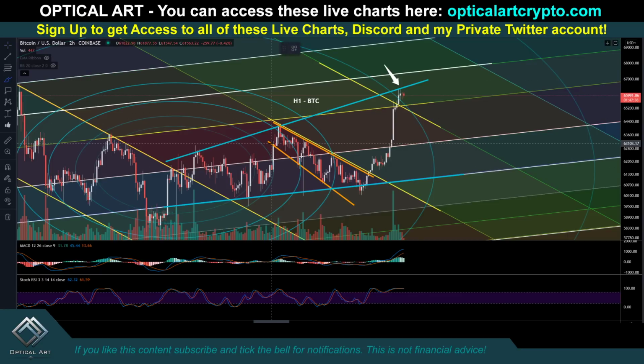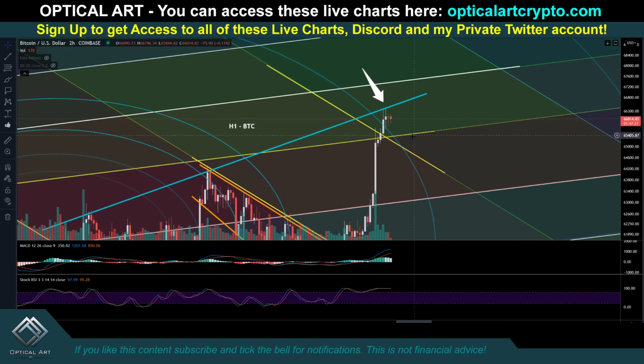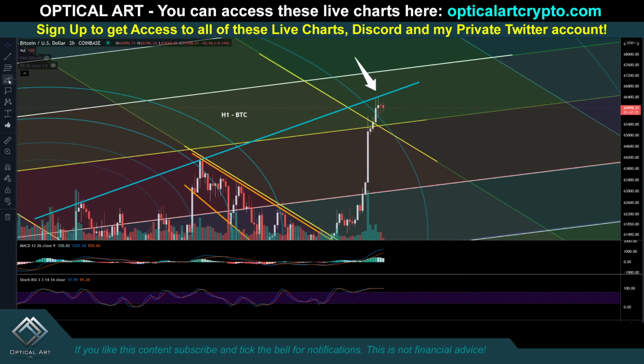A descending broadening wedge is typically a bullish pattern. We broke to the upside and we pushed up to this point. You'll notice that we did get a slight rejection again. I did expect more of a rejection there, but the great thing about these charts is you know when to get in and when to get out. So I took my profit here. I expected us to come down more.